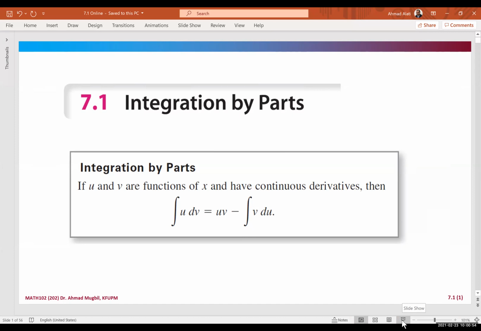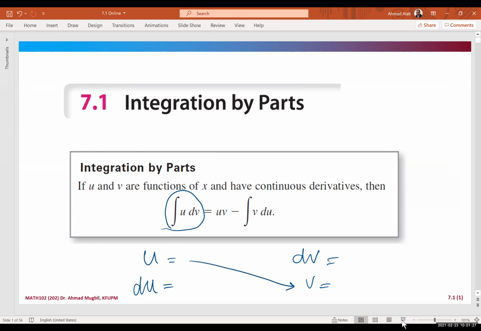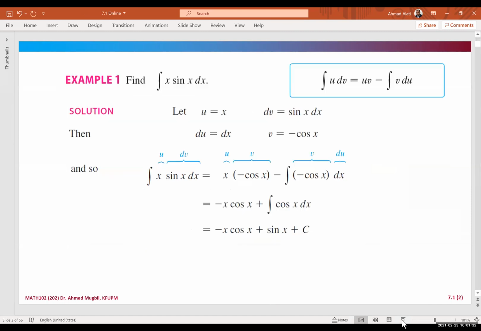So here, ya shabab, we need to determine u and dv. If you have an integral, let one part be u and another part be dv. Then you have u and dv. Here you will differentiate, you will find the derivative. Here you will integrate. Then you will multiply, and this integral that you have will be uv minus the integral of v du, just like that.